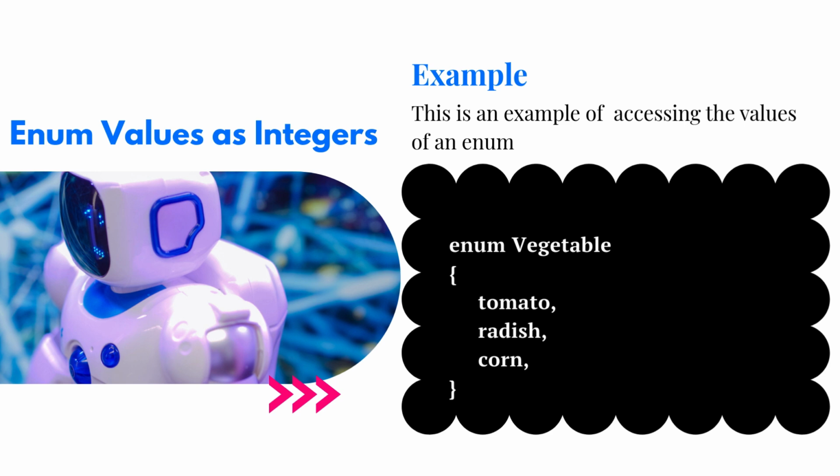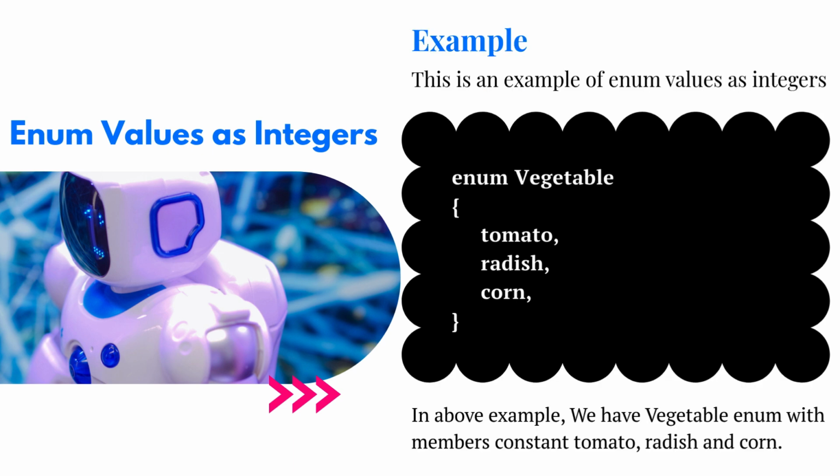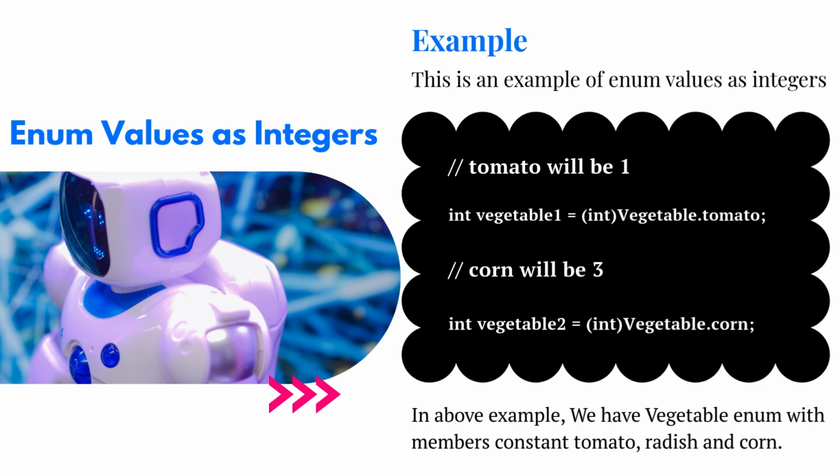What are enum values as integers? While the enum values have symbolic names, they are represented as integers in memory. You can explicitly cast an enum value to its underlying type if needed. In the given example of an enum, enum is a keyword that is used to make constant members. Vegetable is the name of the enum. Tomato, radish and corn are enum members. In the given example, we have the vegetable enum with the constant members tomato, radish and corn.